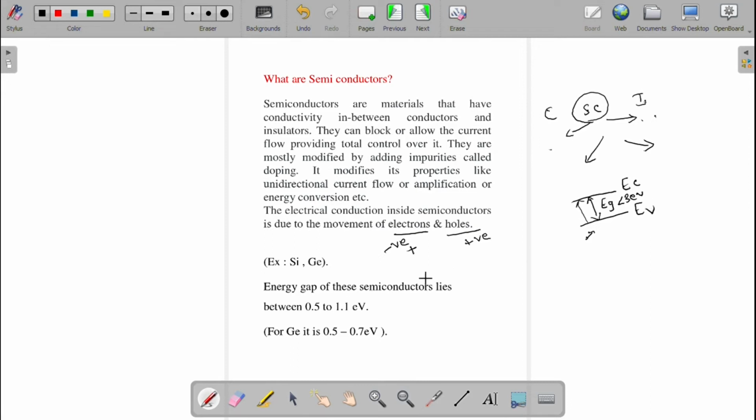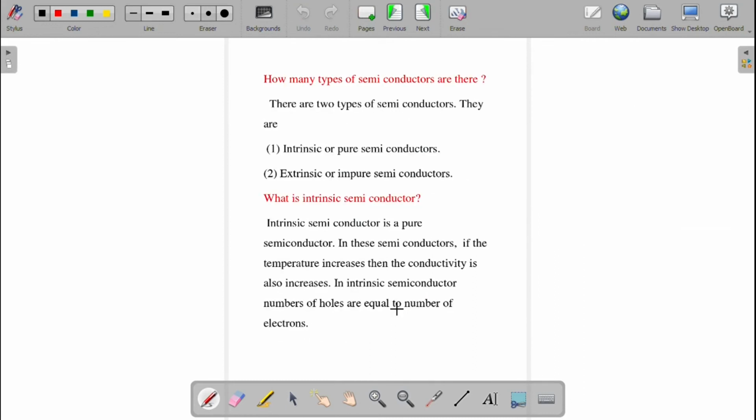Examples of semiconductors are silicon and germanium. The energy gap for these materials lies between 0.5 to 1.1 electron volt. Especially for germanium, its value is around 0.5 to 0.7 electron volt, right? So now you will have an idea about semiconductors. Next, what are the types of semiconductors?